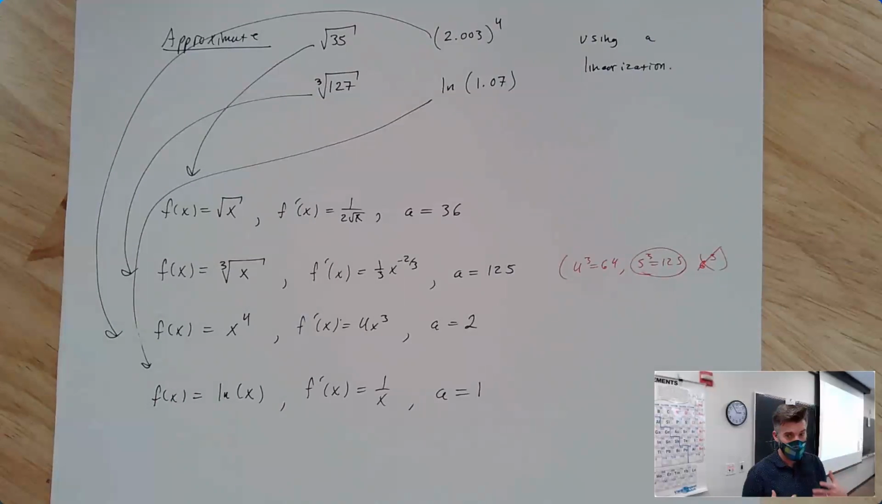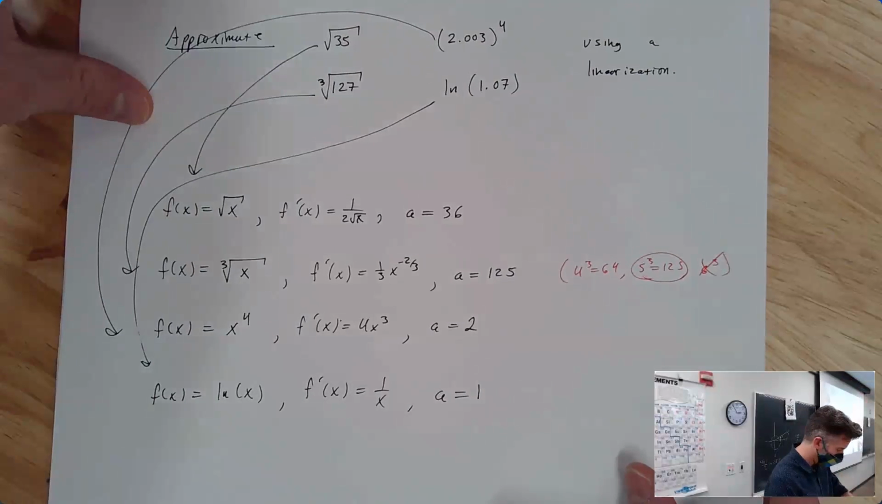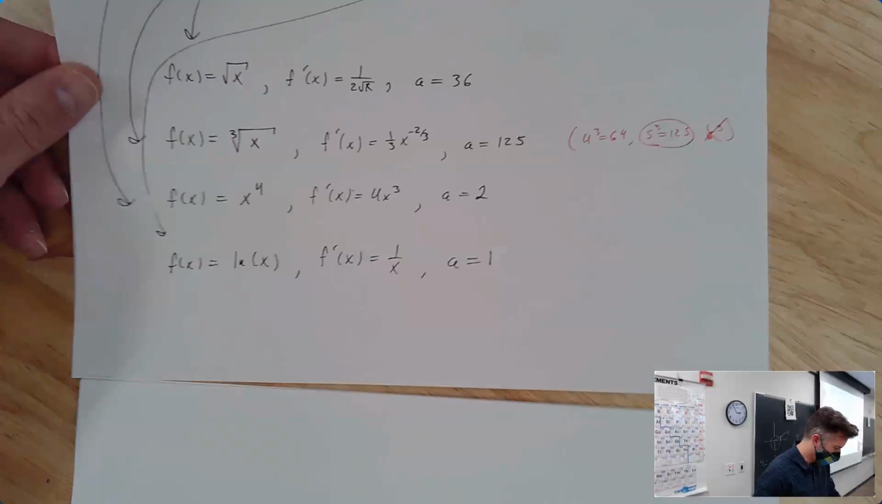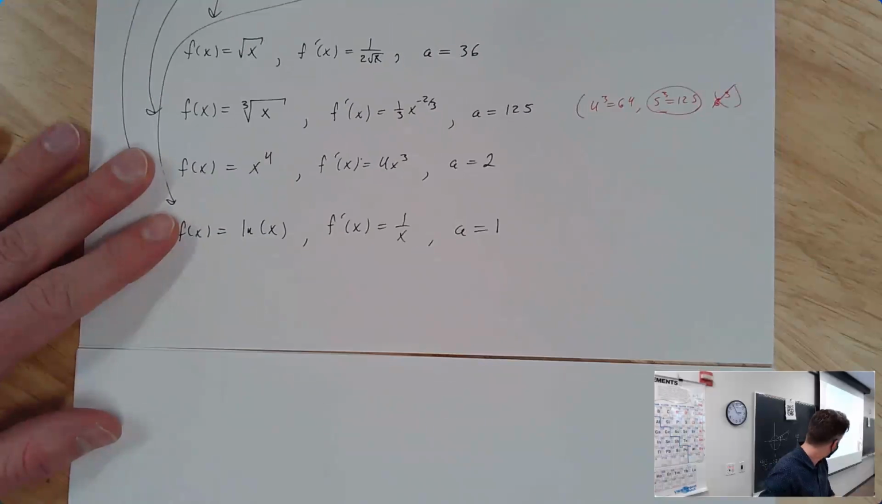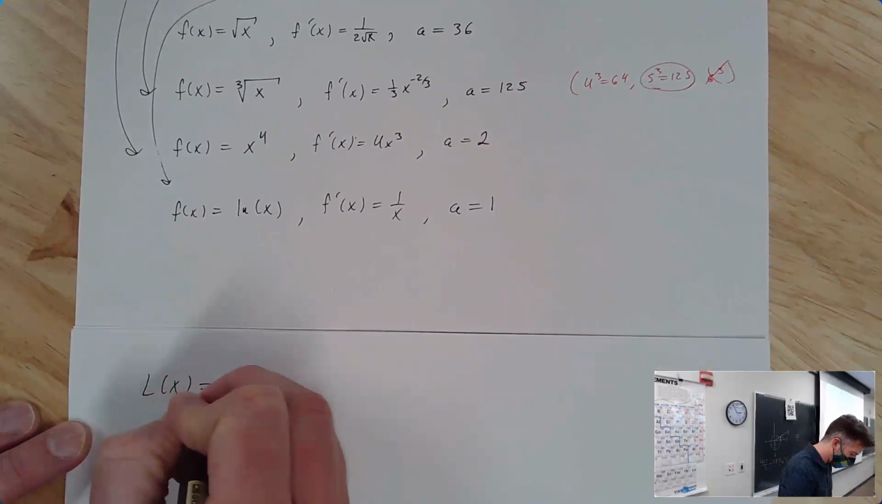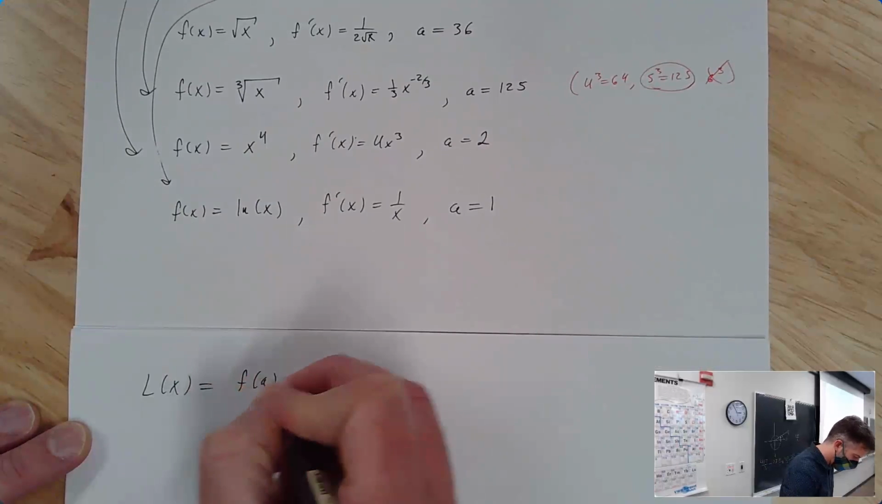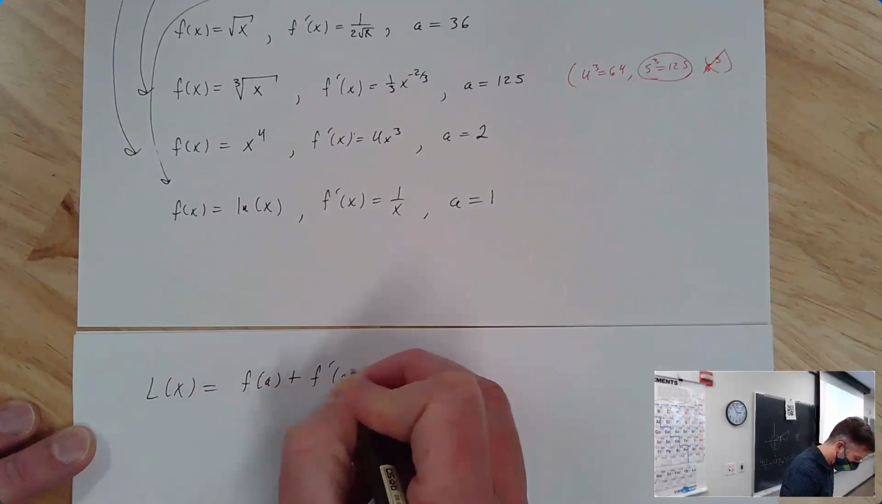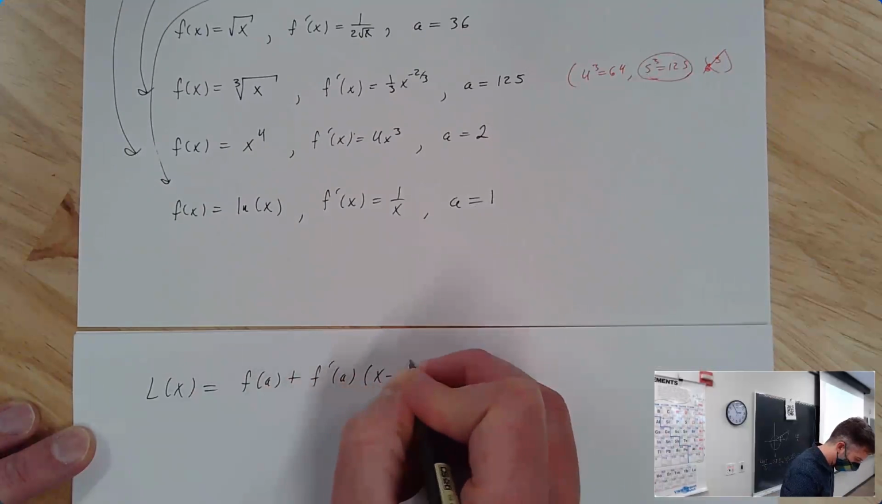The important part really is identifying what the function is and being able to take its derivative, and then what the a value is that you're going to plug in that's easy to evaluate. After that, the linearization, well, we need to remember the formula. The linearization of x is f of a plus f prime of a times x minus a.